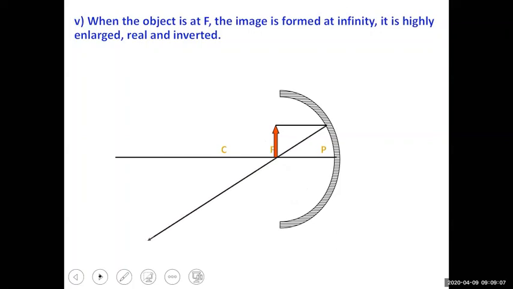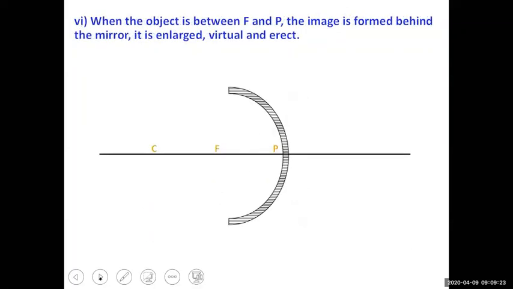Okay, now it is at F. So this is infinity case, F to infinity. Okay, and this is virtual case.